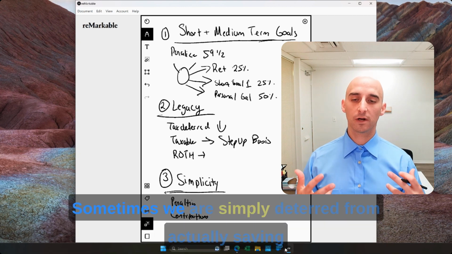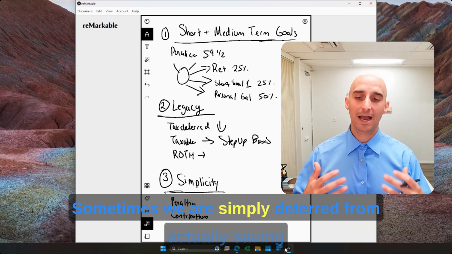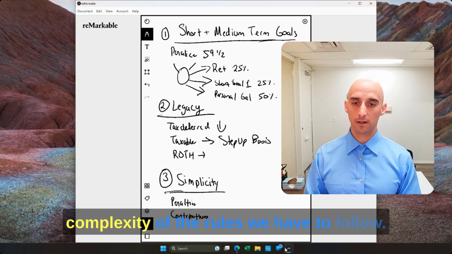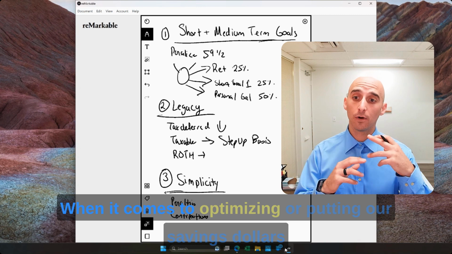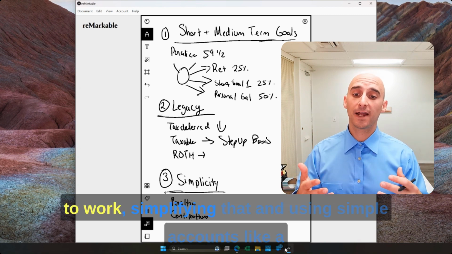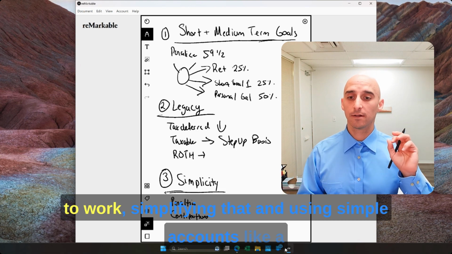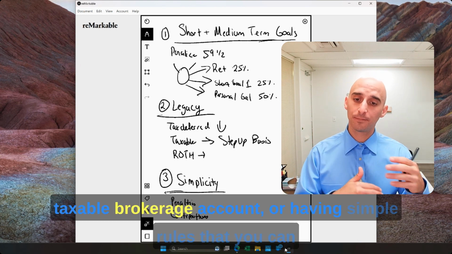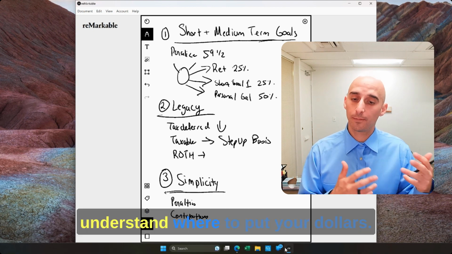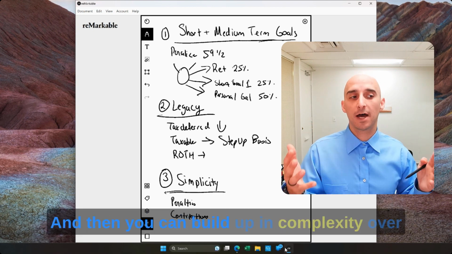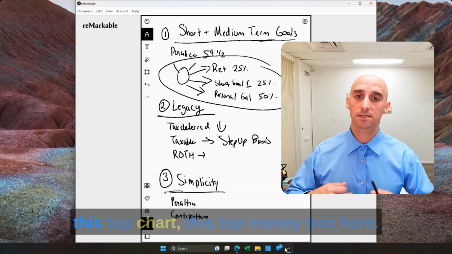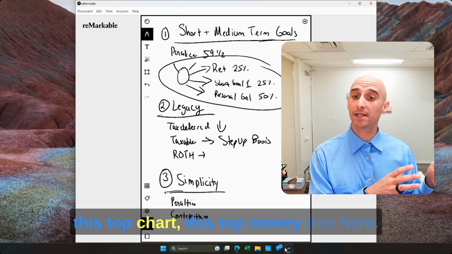accounts. Sometimes we are simply deterred from actually saving or paying attention to our future by the complexity of the rules we have to follow when it comes to optimizing or putting our savings dollars to work. Simplifying that and using simple accounts like a taxable brokerage account, or having simple rules that you can set up by doing some basic education, can help you understand where to put your dollars. And then you can build up in complexity over time by optimizing towards something that looks more like this top chart, this top money tree here.